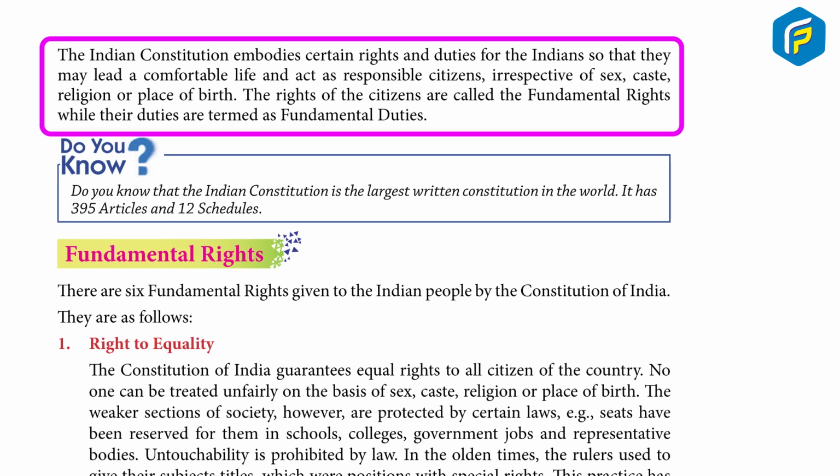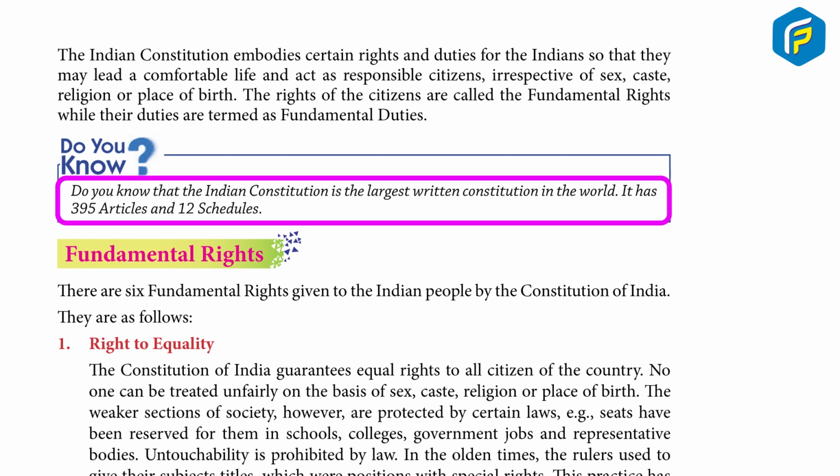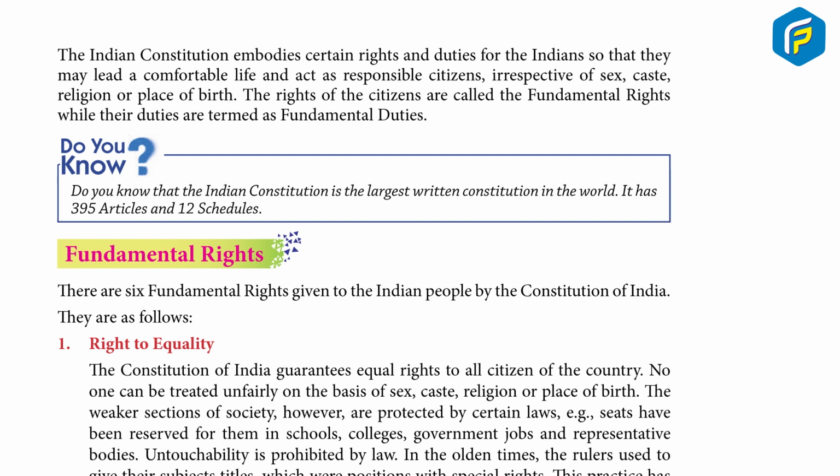The Indian Constitution embodies certain rights and duties for Indians so that they may lead a comfortable life and act as responsible citizens irrespective of sex, caste, religion, or place of birth. The rights of the citizens are called the fundamental rights, while their duties are termed as fundamental duties. Do you know that the Indian Constitution is the largest written constitution in the world? It has 395 articles and 12 schedules.